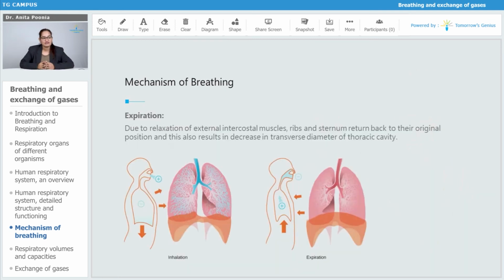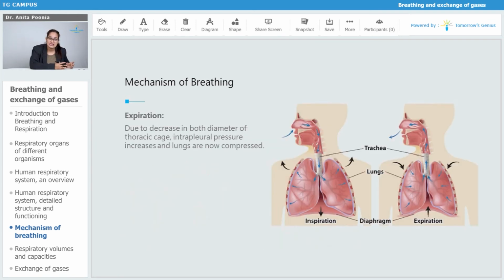Now, due to the relaxation of the external intercostal muscles, the ribs and the sternum return back to their original position, and this also results in the decrease in the transverse diameter of the thoracic cavity, as you can see in the picture. And due to this decrease in both the diameters of the thoracic cage, the intrapleural pressure increases, and the lungs are now compressed. So, pressure within the lungs increases, and the greater pressure forces the foul air from the lungs to go outside the body.